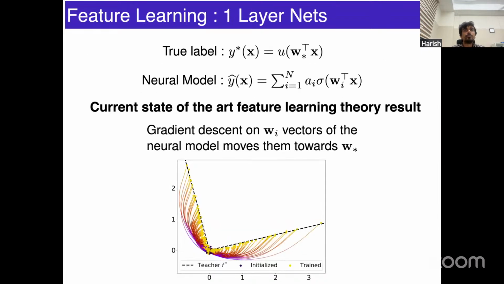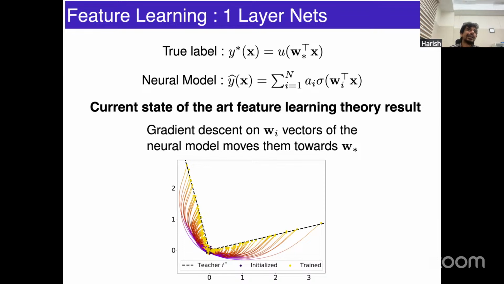So what's the current theory on feature learning? Let's take the simplest, or rather the only kind of feature learning theory that's available now, which has to do with learning single layer neural networks. Let's say your true label happens to be of the form y star of x equals some unknown scalar function u of some unknown w star dot x. So that's your true label.